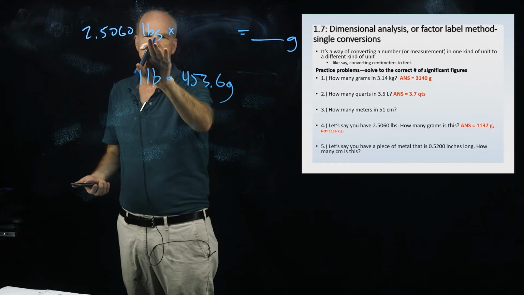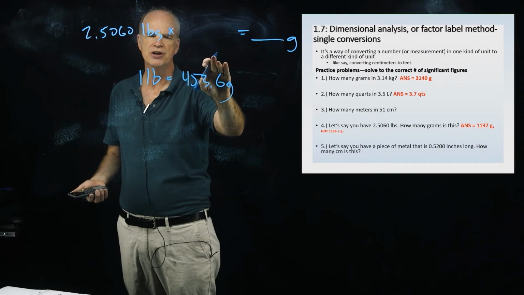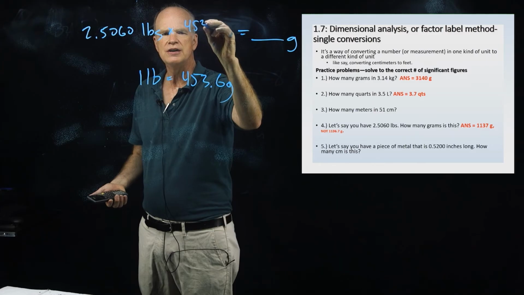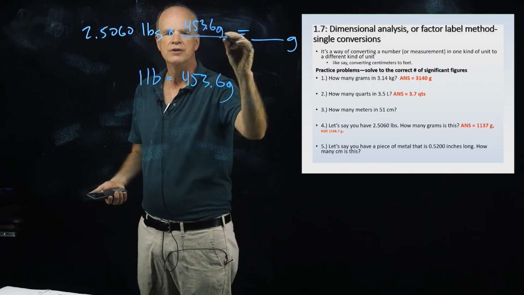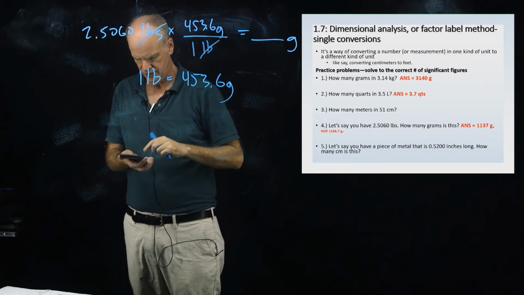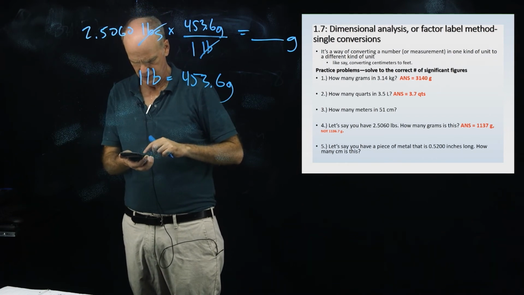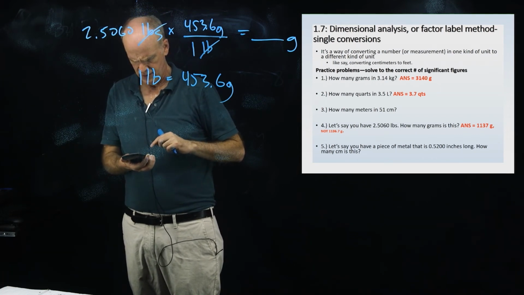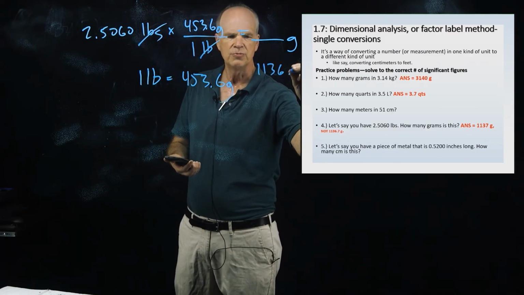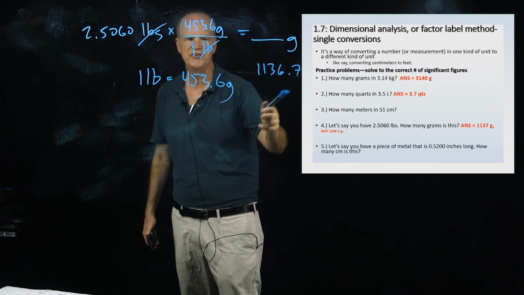What I want to do is get pounds in the numerator to cancel with pounds in the denominator of the fraction, leaving an answer in grams. So it's going to be times 453.6 grams over 1 pound. The pounds cancel. Let's see what I get with the math. I get 1136.7216 for the answer. But again, that's too many significant figures.